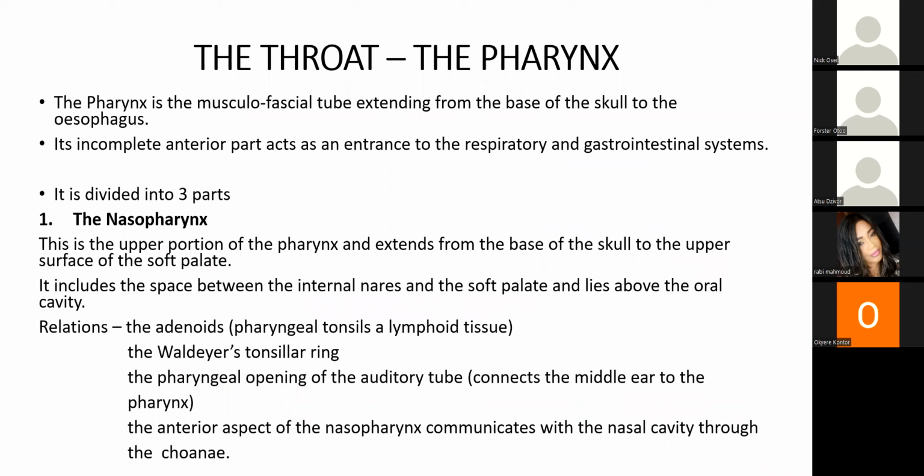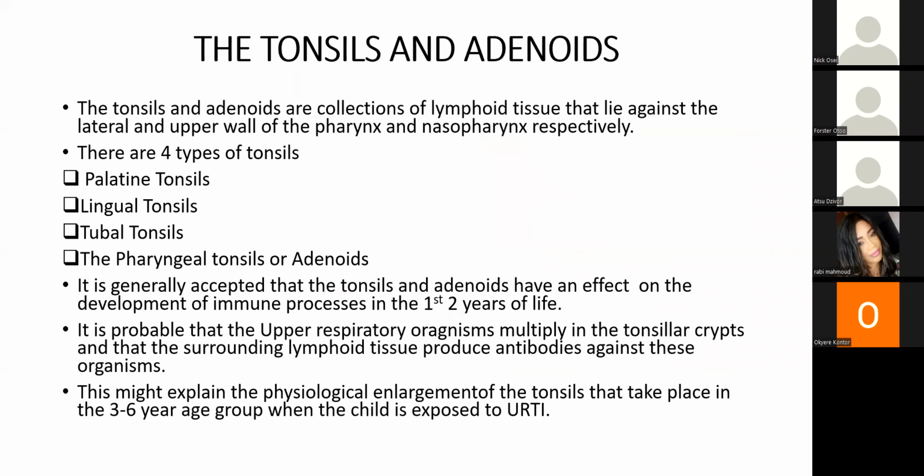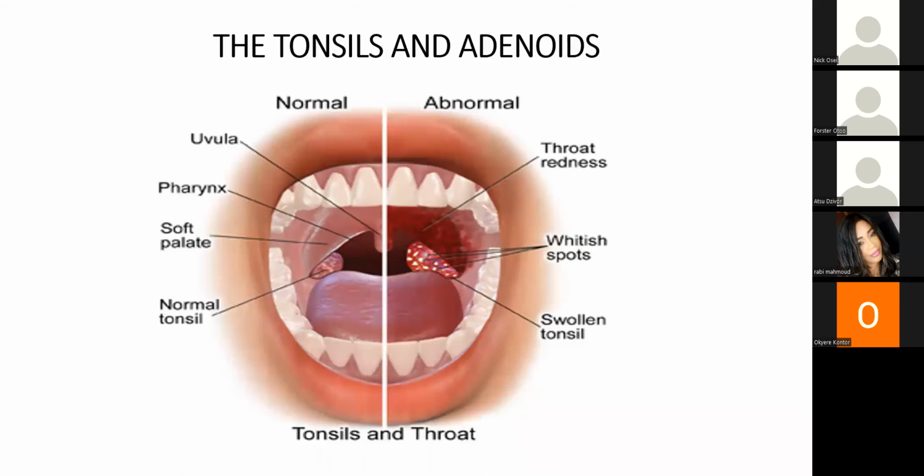We also realized that the pharynx can be divided into the nasopharynx, the oropharynx, and the laryngopharynx. And then we also appreciated where exactly the eustachian tube opens. So there is a connection between the nose, the ear, and the throat. And then we said there are 4 types of tonsils: the palatine tonsil, the lingual, the tubal tonsils, and the adenoids, also known as the pharyngeal tonsils.